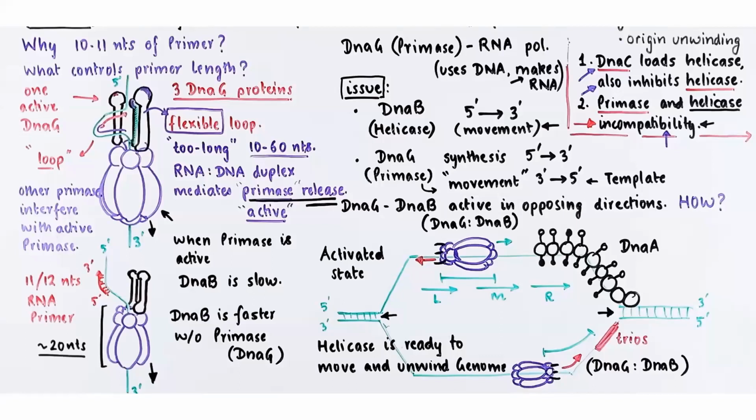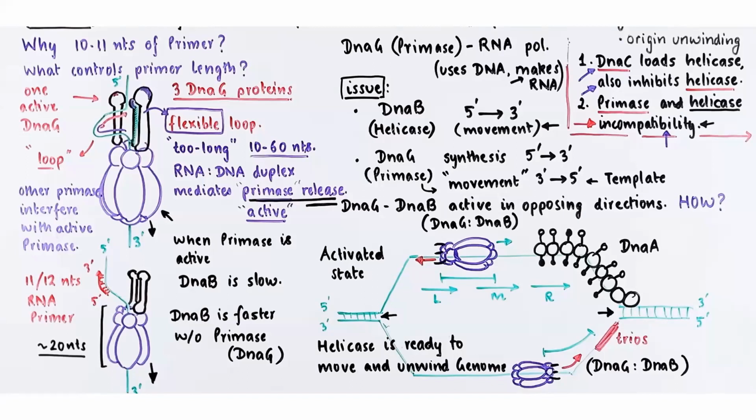And what exactly determines the length of the primer? It is a question. And to answer this, let's start by discussing the structure of the helicase complex. Helicase, as we know, is a hexamer. There are usually three primases bound to the N-terminal region, and out of three, only one primase actually functions to make the primer.